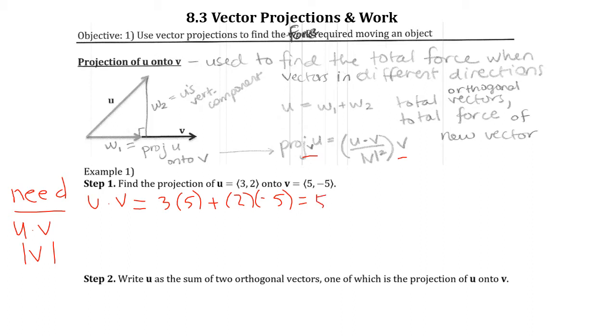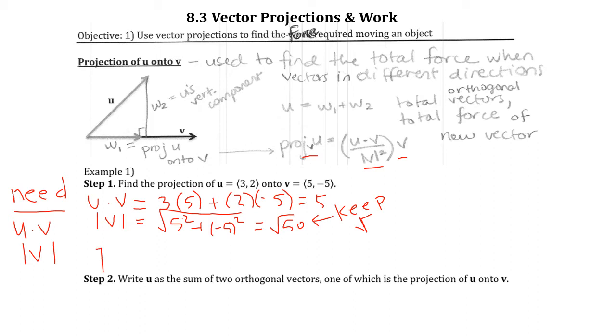Then we're going to find the magnitude of V by doing the square root of 5 squared plus negative 5 squared, and that equals the square root of 50. Now, we are going to keep the radicals, because in the formula, right here, we're going to square those anyway. So we're going to keep it as a radical. So now we're going to put these into the formula.